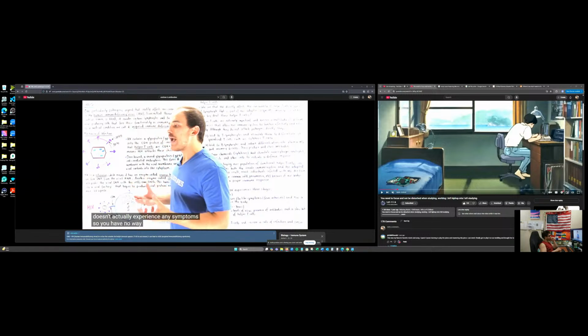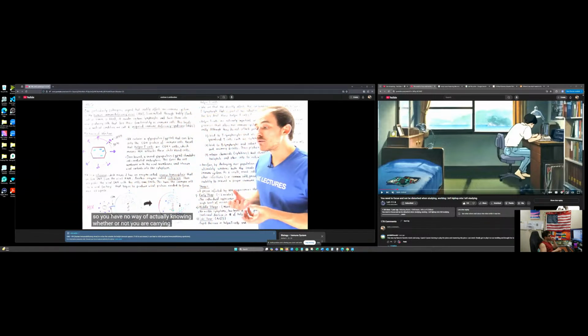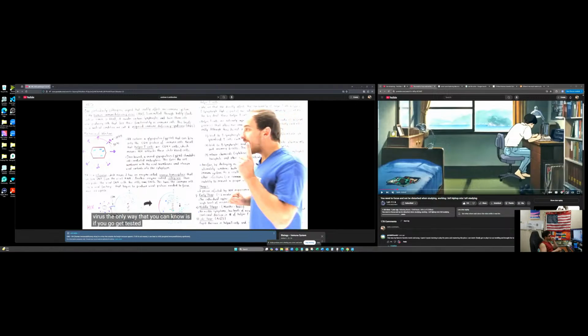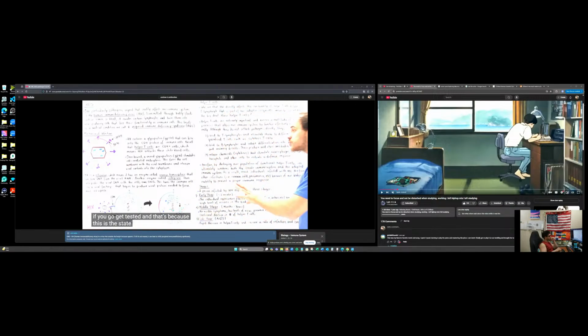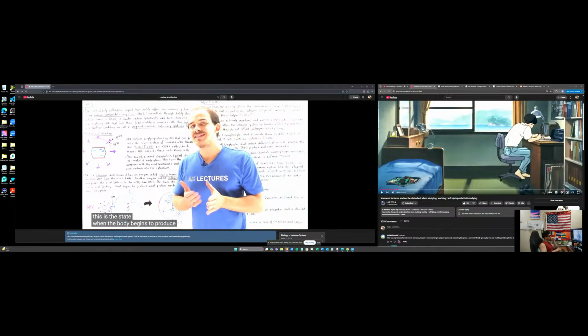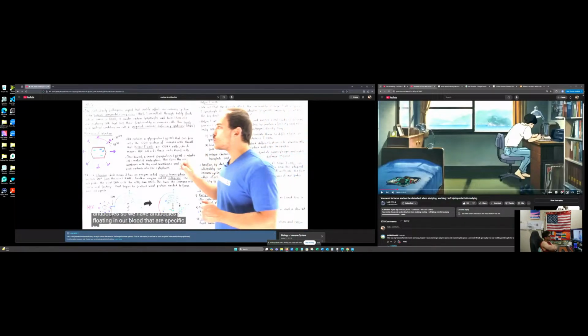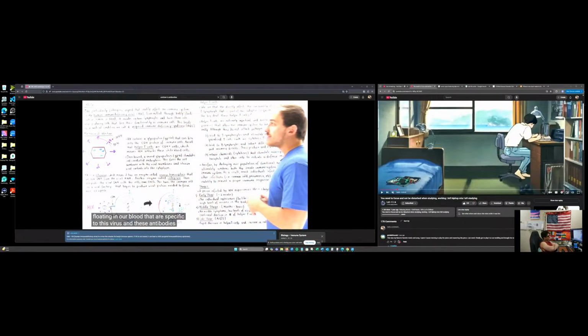Now, the middle stage is the stage when the person doesn't actually experience any symptoms. So you have no way of actually knowing whether or not you are carrying the virus. The only way that you can know is if you go get tested. And that's because this is the stage when the body begins to produce antibodies. So we have antibodies floating in our blood that are specific to this virus, and these antibodies can be used to detect that virus in our body. So the middle stage can last from several months to several years.